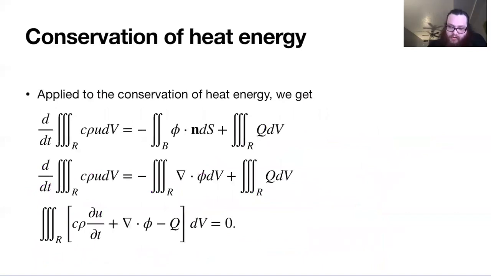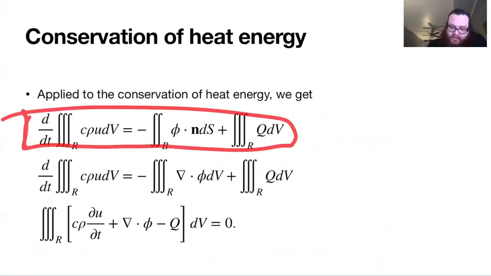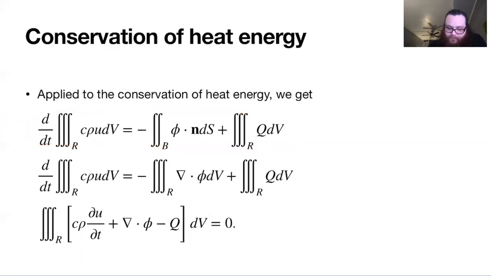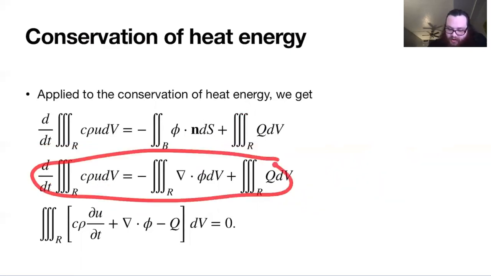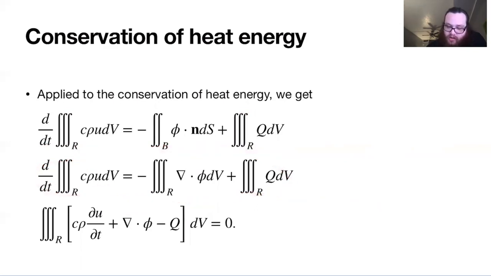This was written two slides ago: rate of change of the heat energy, flux across the boundary, and then this black box source term. The divergence theorem tells us that this is equal to this. Finally, we're going to move this derivative inside so that we get the partial derivative of u with respect to t. Then we move all of these integrals to one side.